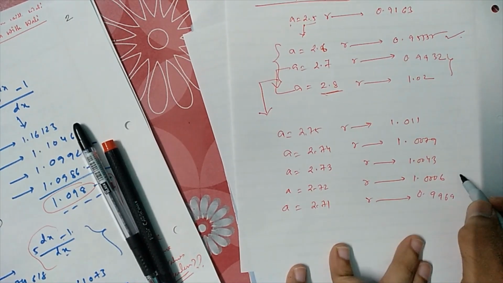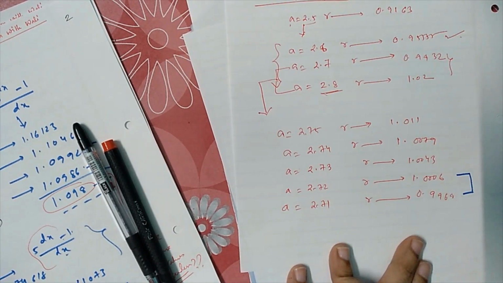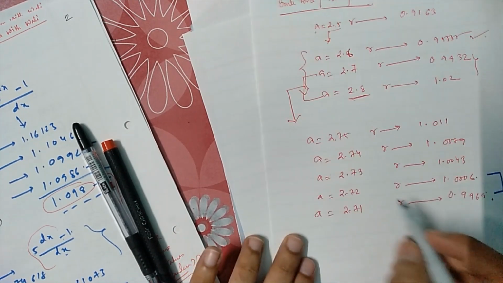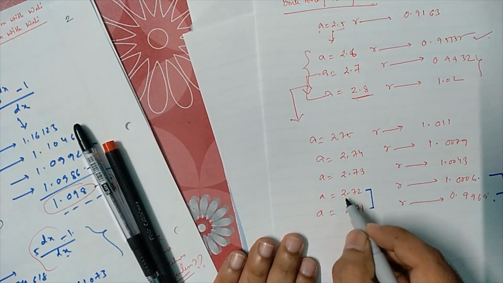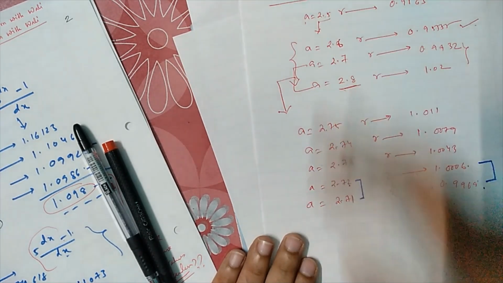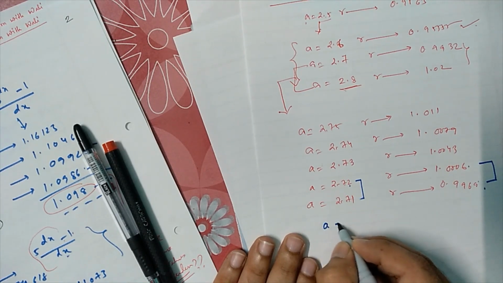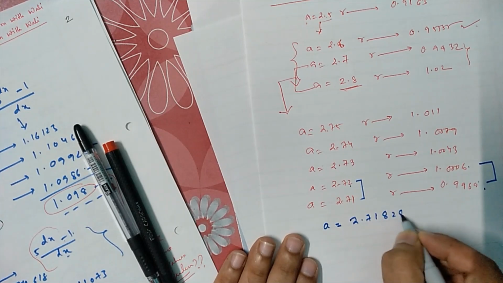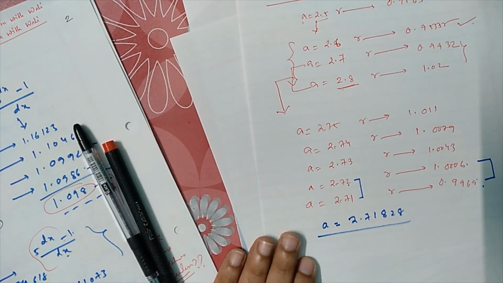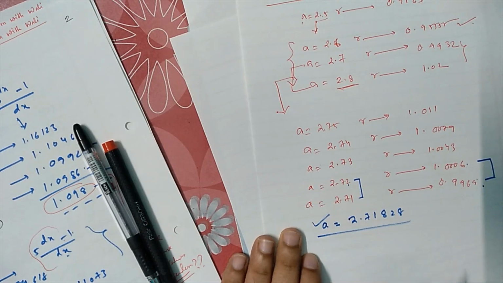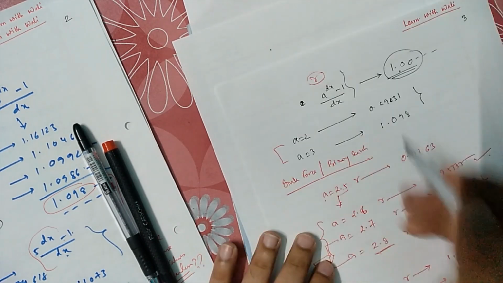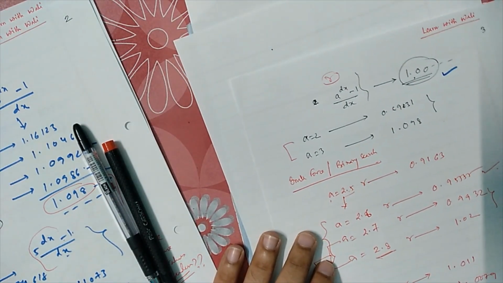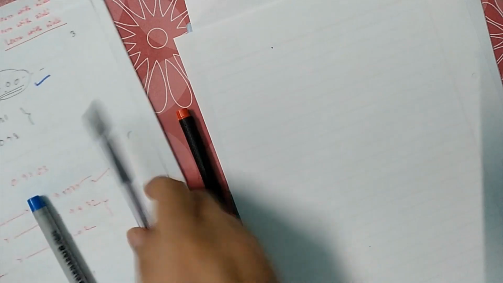So the value we are trying to find must lie between these. Here it is less than 1 and here it is just greater than 1. So the required value must lie between 2.71 and 2.72. If we calculate it further, the required a will be 2.71828. If we put a equal to 2.71828 in this r, that is (a to the power dx minus 1) by dx, it tends to 1. Okay, so now check it out.